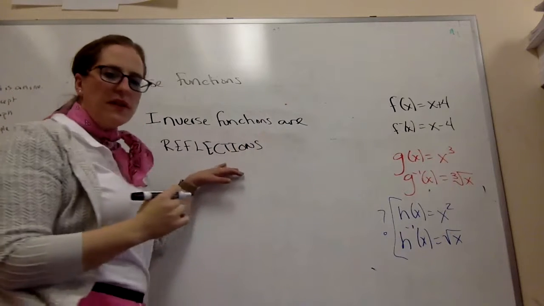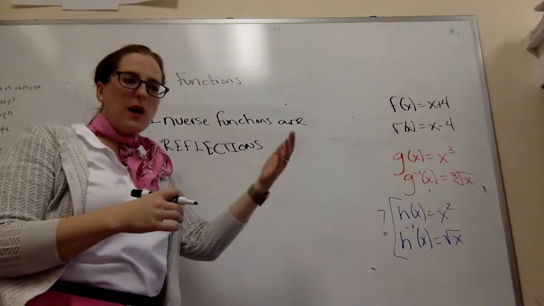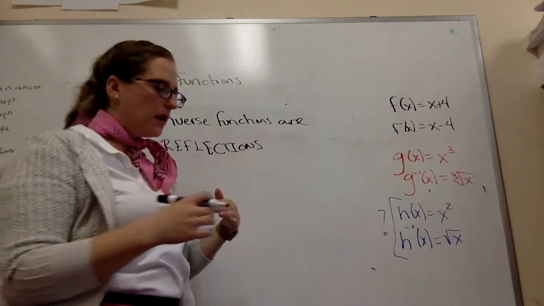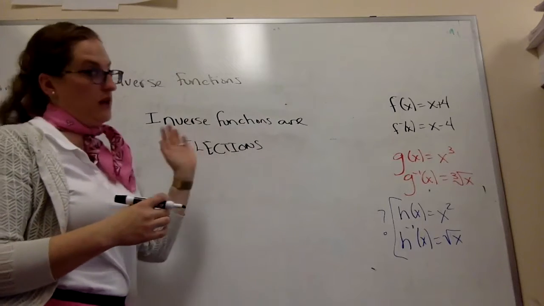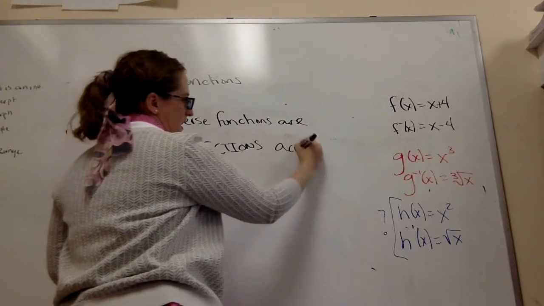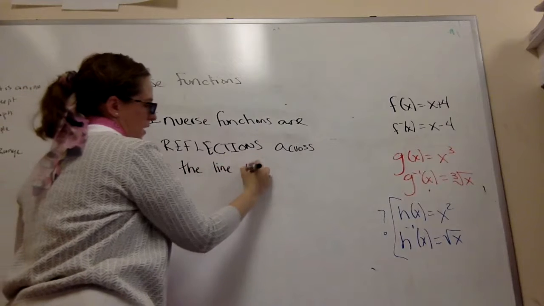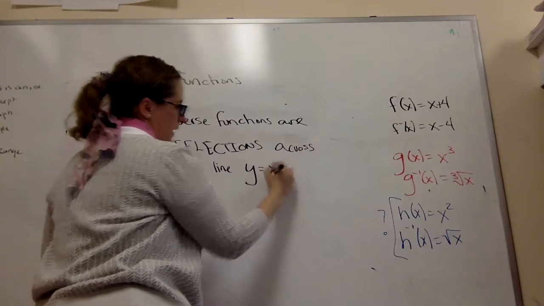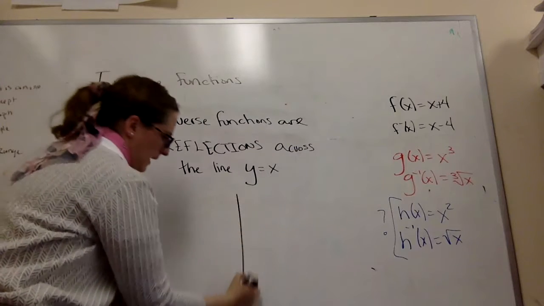Okay, we've talked about reflections, namely reflections across the x-axis. So x squared compared to negative x squared. Well, inverse functions aren't reflections across the x-axis or even the y-axis, but they're reflections across the line y equals x. Okay, so what does that mean?